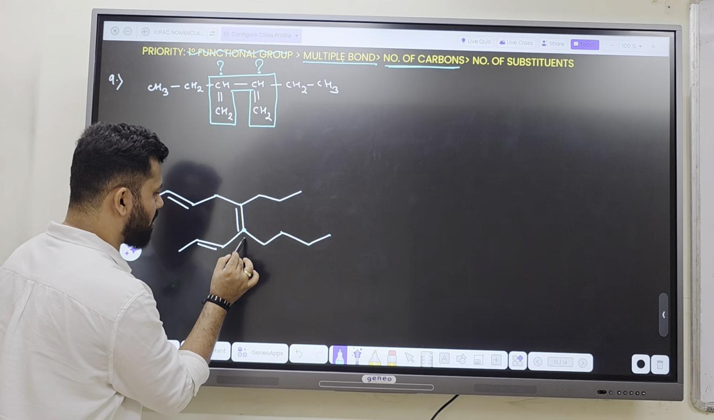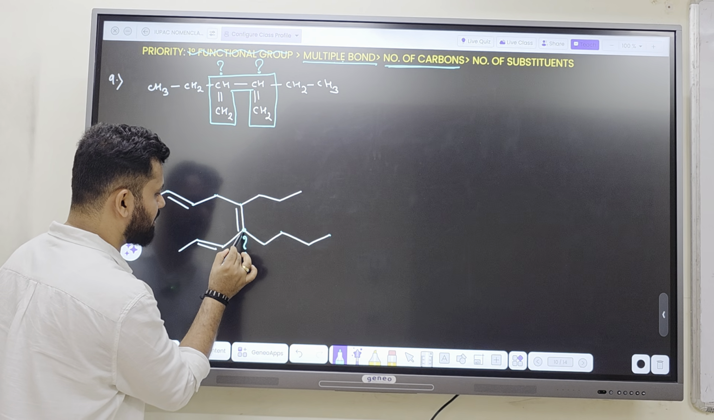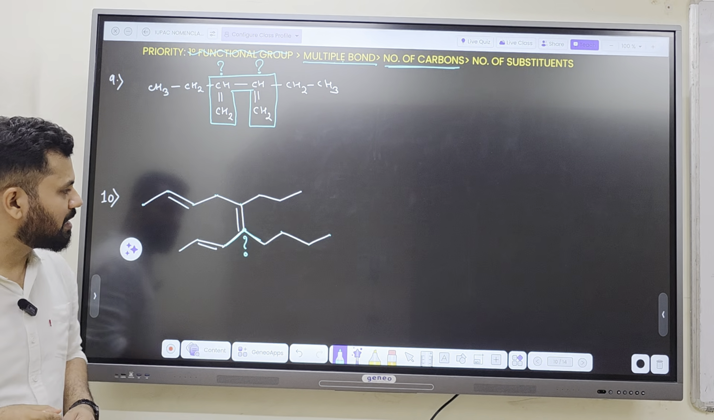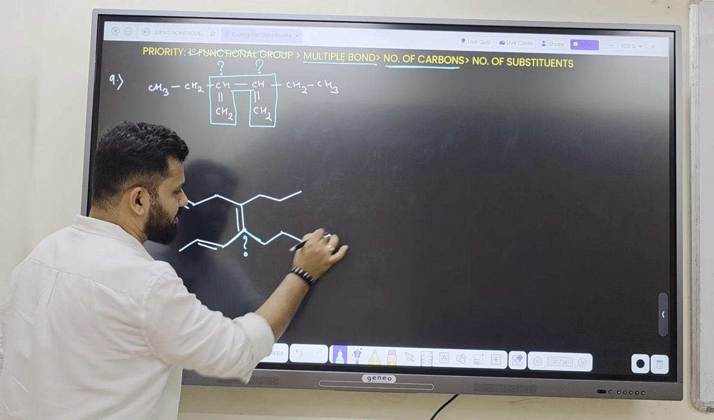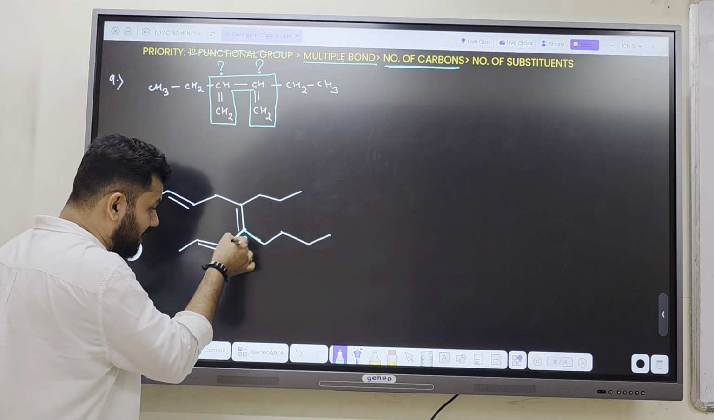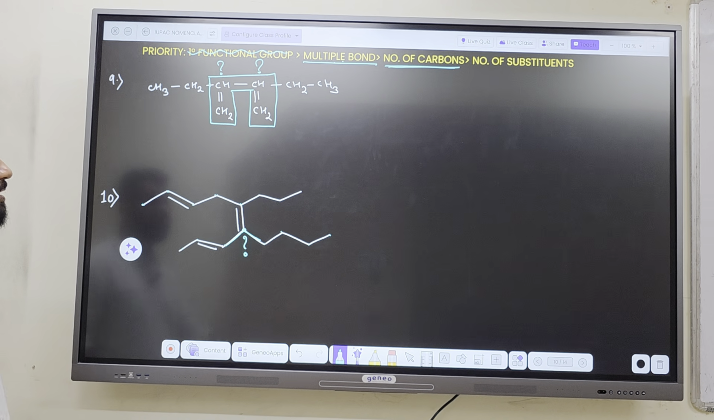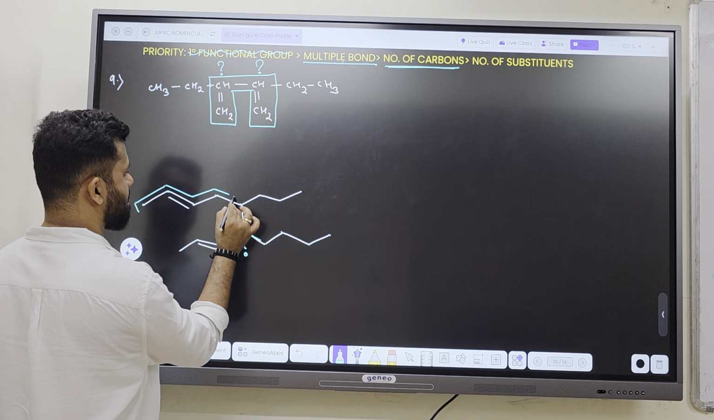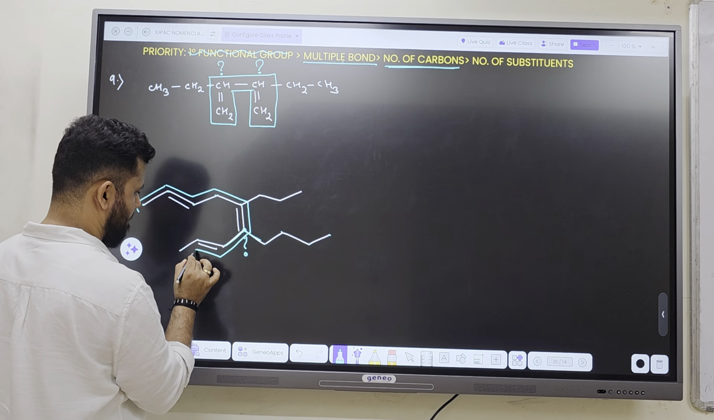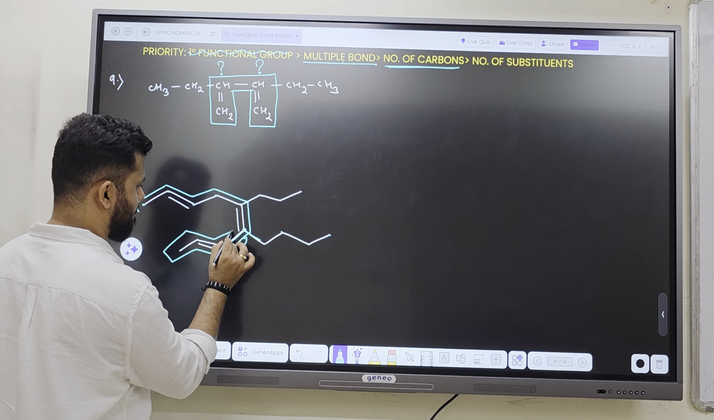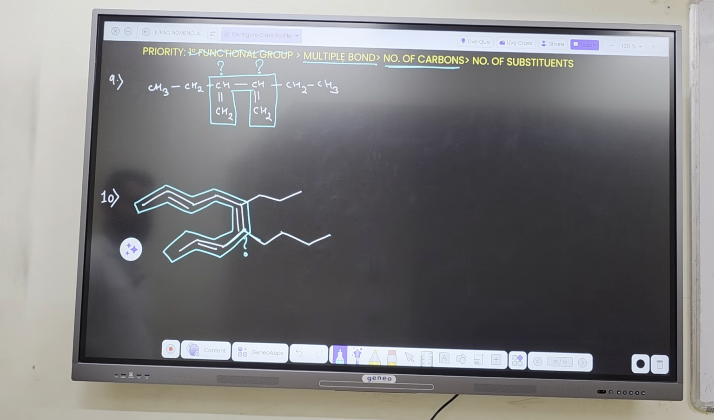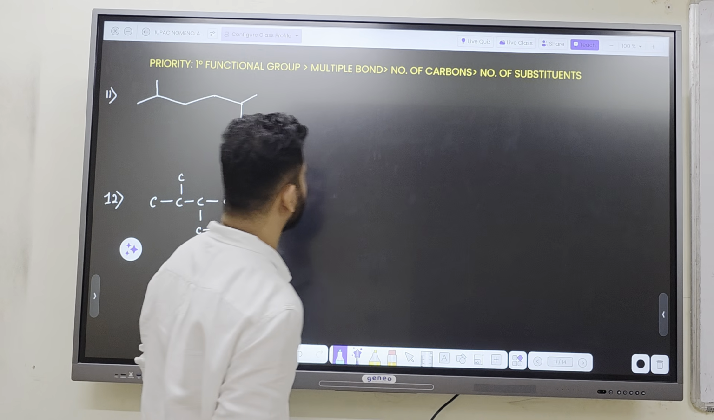So let us say that at this point, I ask myself a question, whether to turn right or whether to turn left. If I come in like this, right or left. Sir, if I turn left, there is no multiple bond. If I turn right, there is a multiple bond. Therefore, you will turn right over here. So this is going to be our parent carbon chain. I'll move ahead.